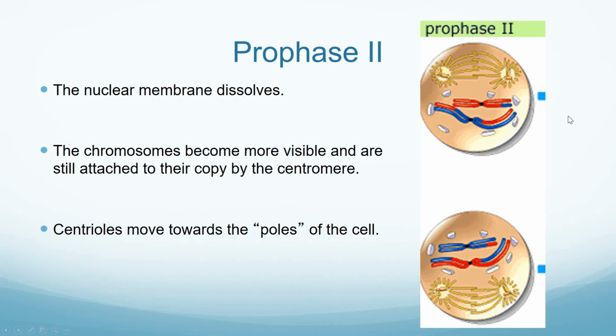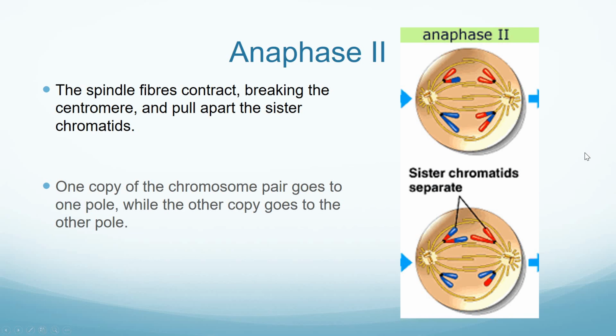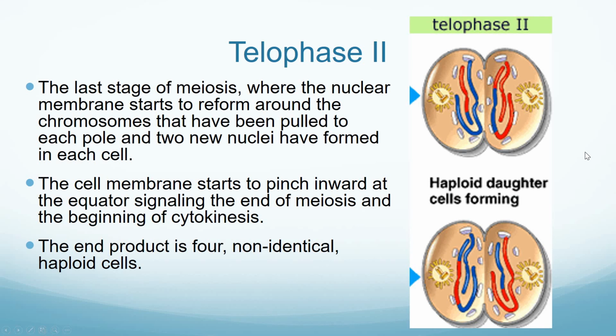So let's quickly go through this. Prophase 2, nuclear membrane dissolves. The chromosomes become more visible and are still attached to the copy by the centromere, and the centrioles will move towards the poles of the cell, and then you have your lining up happening in metaphase 2. Spindle fibers will start to attach and they'll start to pull, which leads us to anaphase 2, where they'll break the centromere, pull apart sister chromatids, and each copy of the chromosome will go onto opposite sides of the pole.